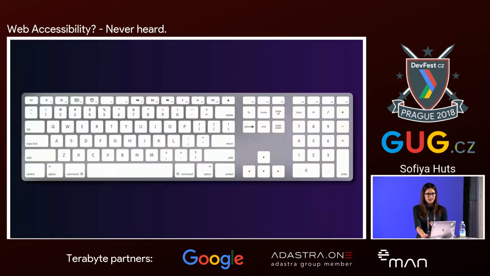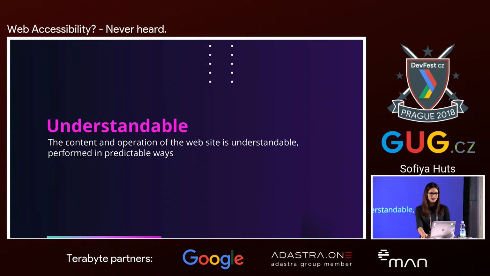Operable. There are users who don't like to use a mouse, or there are users who actually can't use a mouse. And they still should have the possibility to perform the same operations and navigate through your website just using the keyboard. Understandable. The content and operation on it is fully understandable and performed in predictable ways. So if there is a buy button, and the user clicks on it, he just goes directly to the page where he can buy this good, with nothing in between that causes confusion.